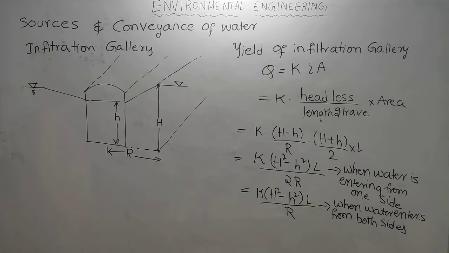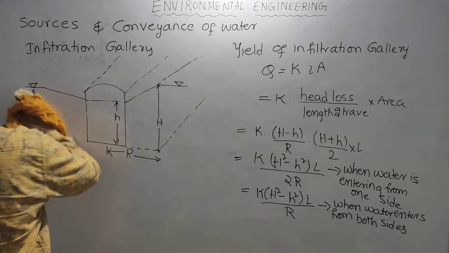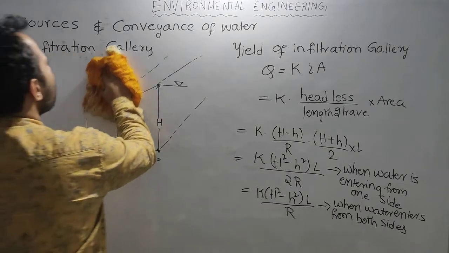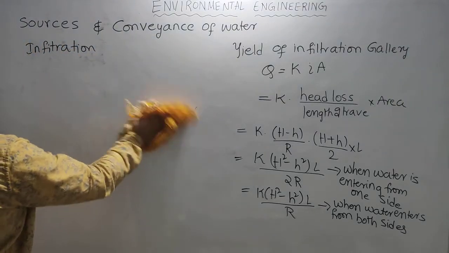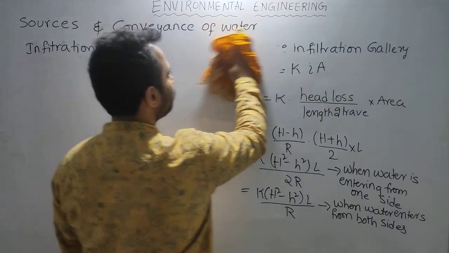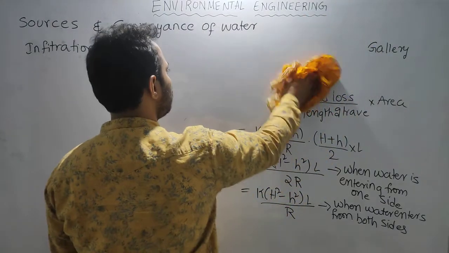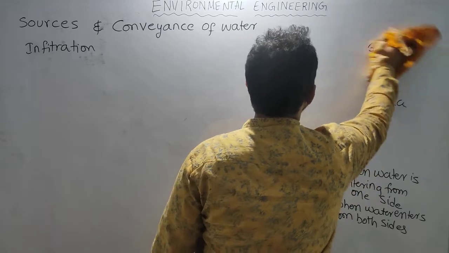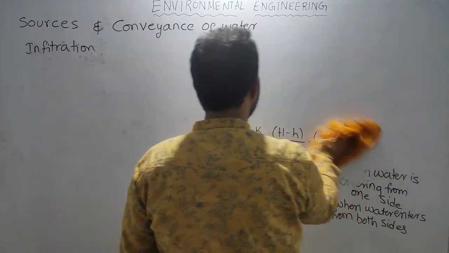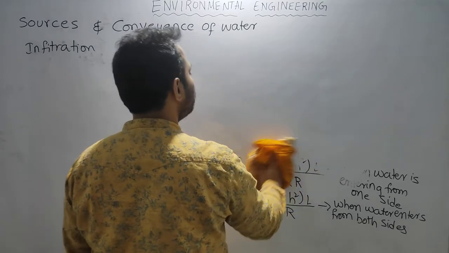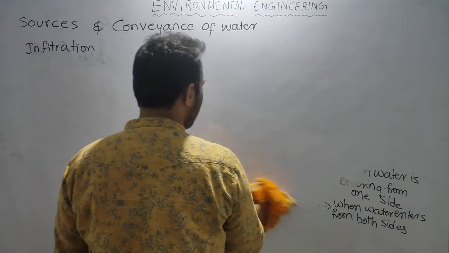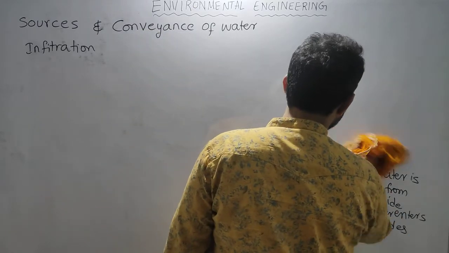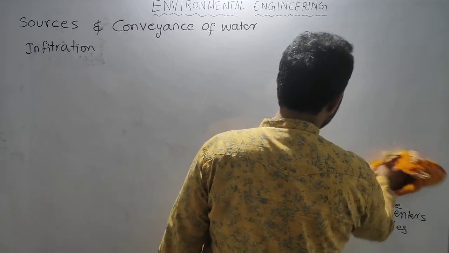Now this is the infiltration gallery. Next is the infiltration well. Generally an infiltration well will be a vertical well closed at the top, open at the bottom. Infiltration galleries are open at either end, and the normal open well is open at either end but vertical, whereas this infiltration well is a vertical well, but closed at the top and open at the bottom.